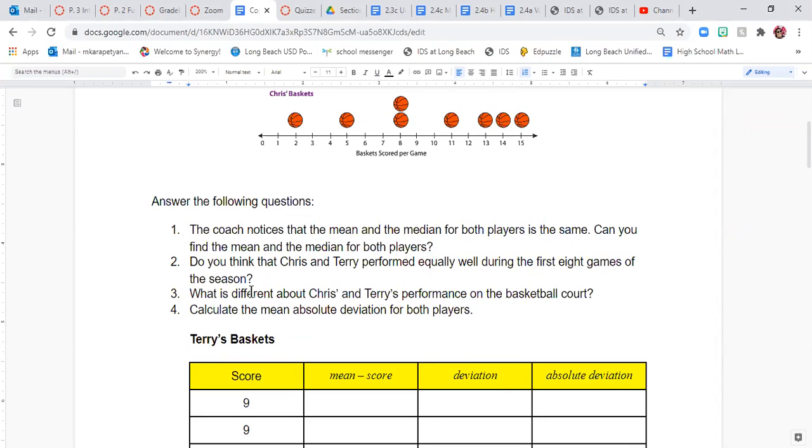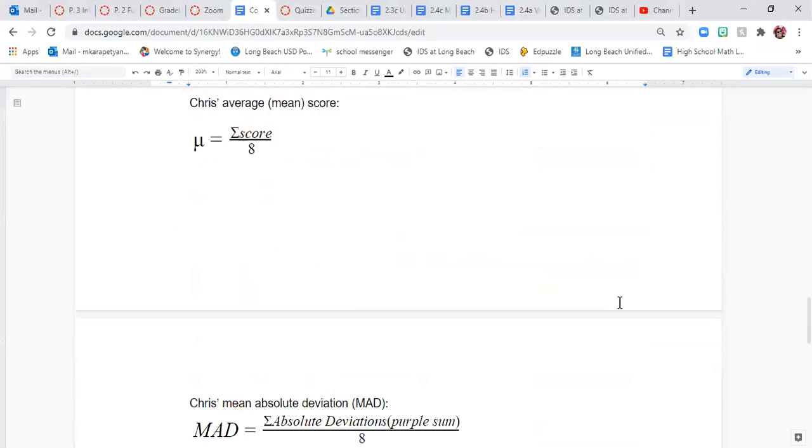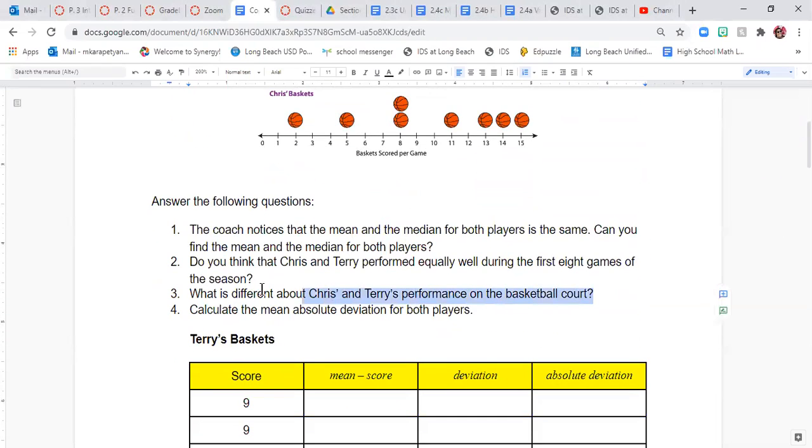And number 3, what is different about Chris's and Terry's performance on the basketball court? So you're answering numbers 1 through 3 in the next 5 minutes. I'm going to give you guys 5 minutes to answer questions numbers 1 through 3. And then number 4, calculate the mean absolute deviation for both players. Number 4, part of it we're going to do together. So right now we have 5 minutes for you to answer numbers 1 through 3, starting now.